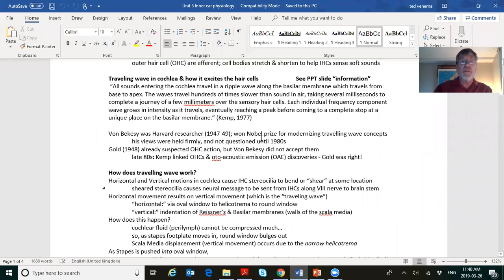It's a great paragraph. All sounds entering the cochlea. Now, we note that sounds don't enter a cochlea, okay? Sound waves, a 250 hertz tone is 4.5 feet long, so it's not going to get into a 1-inch long cochlea. So all sounds activating the cochlea cause a traveling or ripple wave along the basilar membrane, which goes from the base to the apex. The waves travel hundreds of times slower than sound in air, taking several milliseconds to complete a journey of a few millimeters over the sensory hair cells.